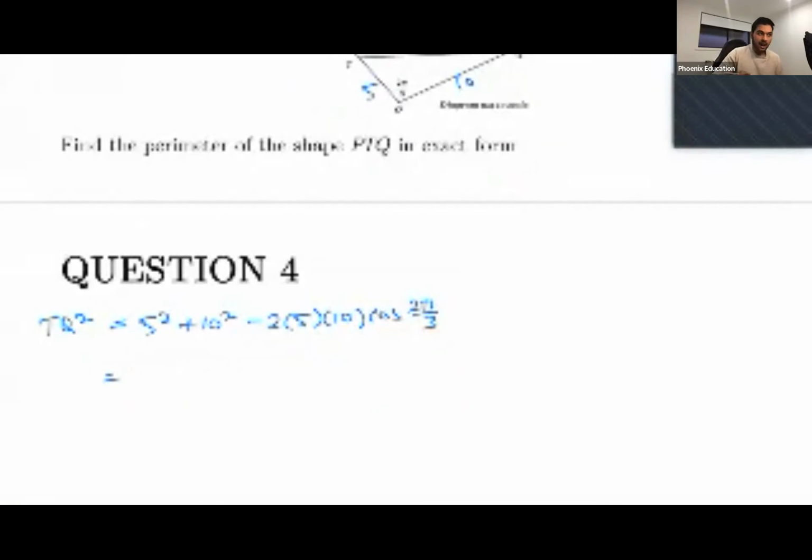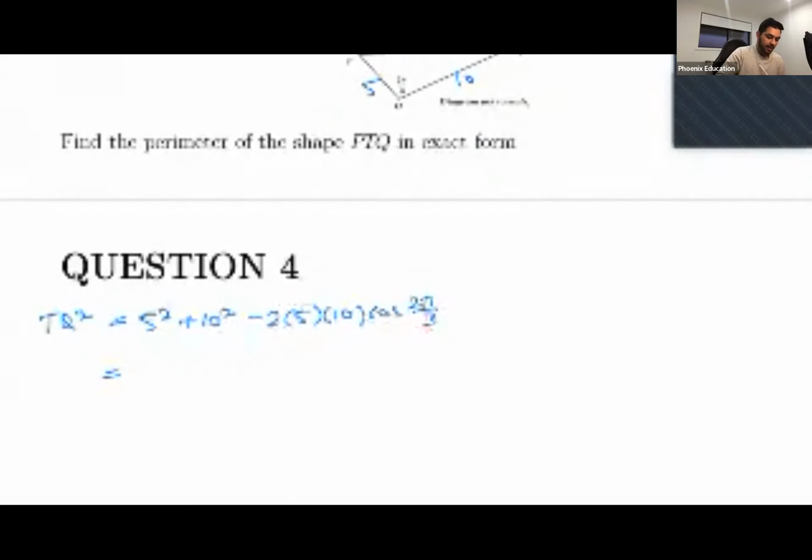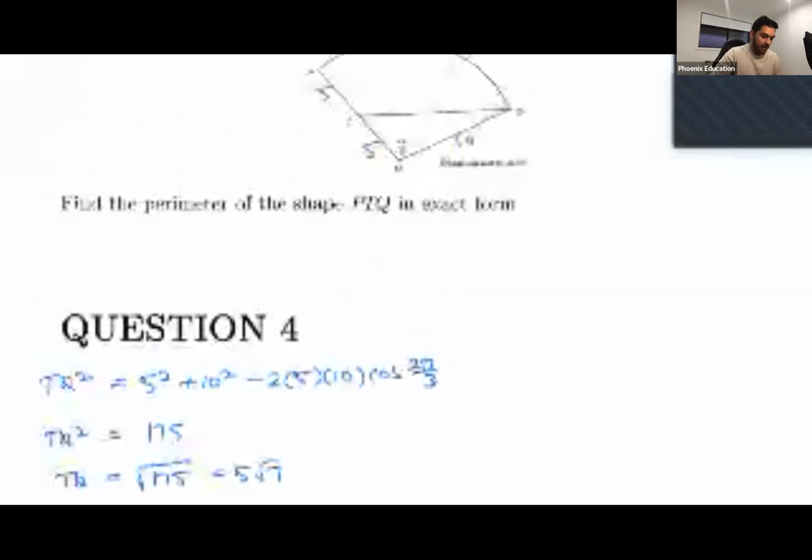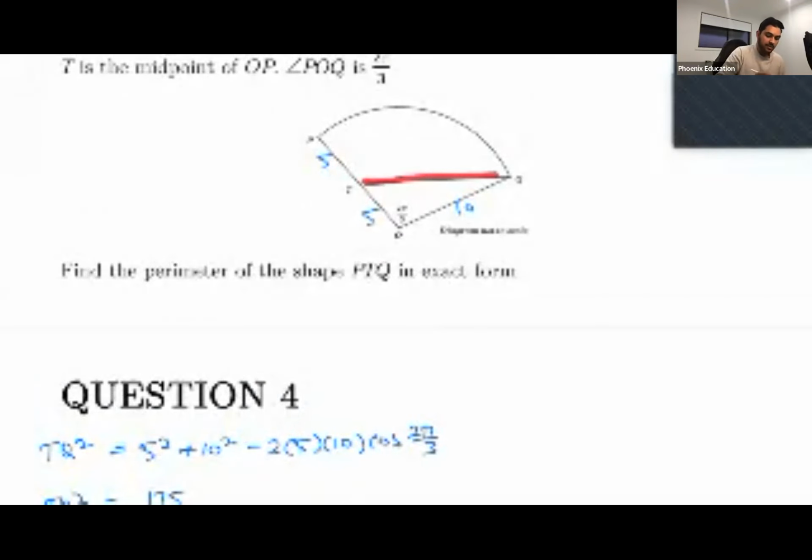But because it's a nice number, it's a rational number, what I can do is just plug this all into the calculator and I get 175. So that means TQ will equal root 175, which is equal to 5 root 7, okay? All right, now that we've worked out TQ, we just need to work out what PQ is, okay?